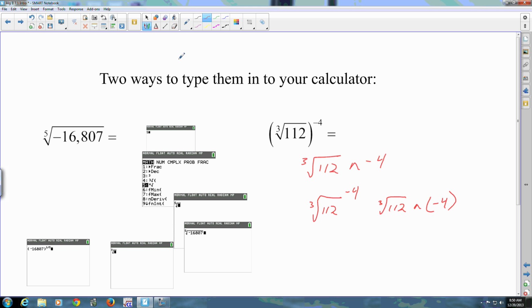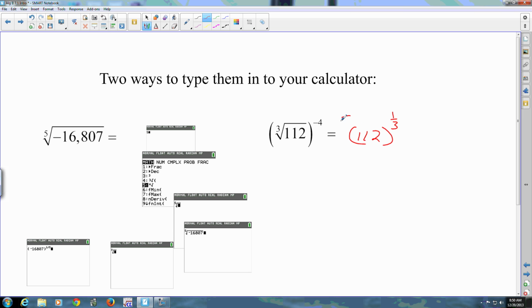The other way that you can type this in is I'm going to do just a little bit of math with it. This is going to be 112 to the 1/3 power, and then we still have the negative 4 hanging out here. So that's 112 to the negative 4/3. So you can just type this as you see it. 112, the caret symbol. On the newer versions of calculator, it will automatically bump it up into the exponent. It will be sitting up here. And then you can hit negative 4. On the older versions of calculator, you're going to need to put a parenthesis, divide 3.